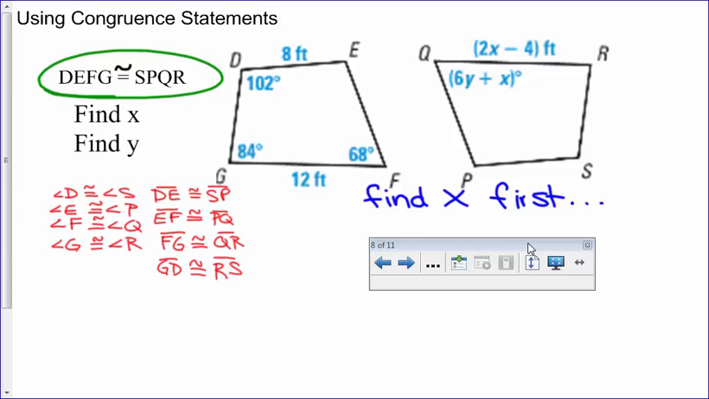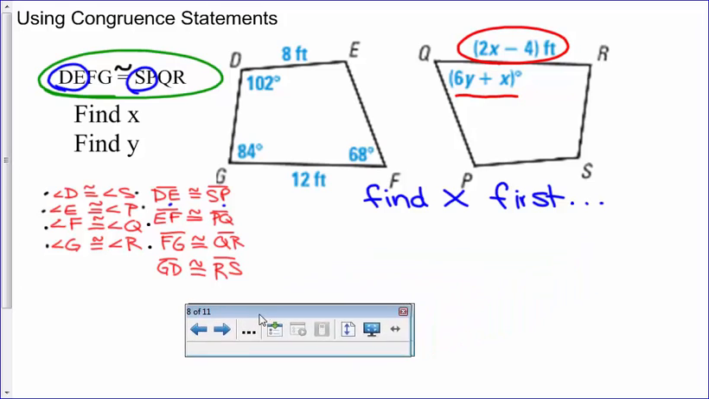So these are our congruent statements, okay? Notice again, this is D, E, F, G, and then S, P, Q, R, just like we have in the congruent statement up above. Just like we did in the triangle, you have D, E, and S, P, so that's where this is coming from right here, and we followed suit with the rest of that. If you notice the variables in the problem, this angle has X and Y in it, so I can't solve for that first. I've got to know what X is, so that's why we're going to find X first.